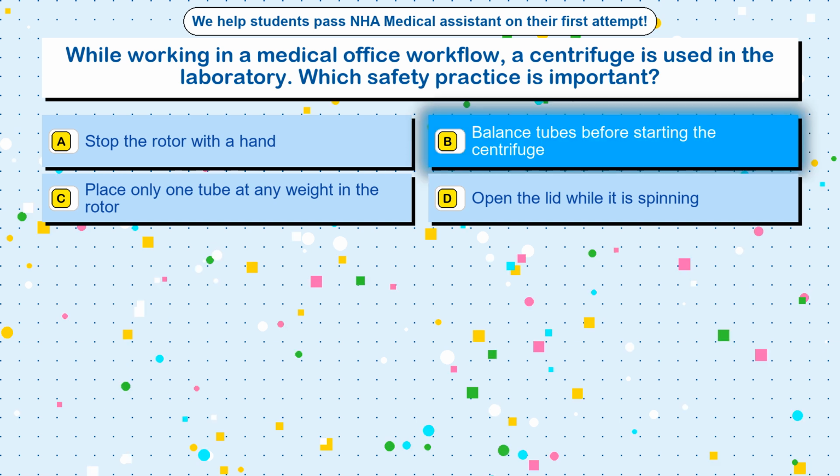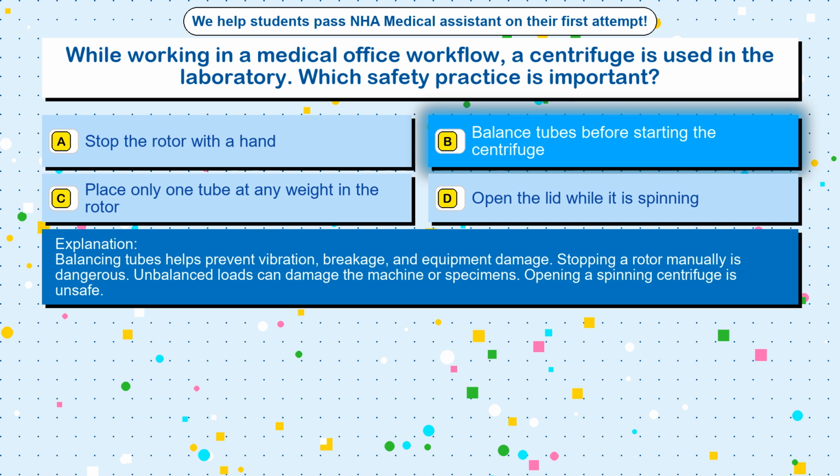The correct answer is option B, balance tubes before starting the centrifuge. Balancing tubes helps prevent vibration, breakage, and equipment damage. Stopping a rotor manually is dangerous. Unbalanced loads can damage the machine or specimens. Opening a spinning centrifuge is unsafe.